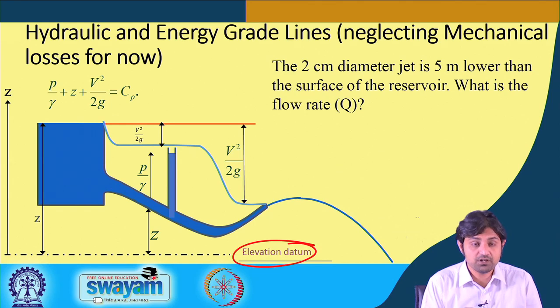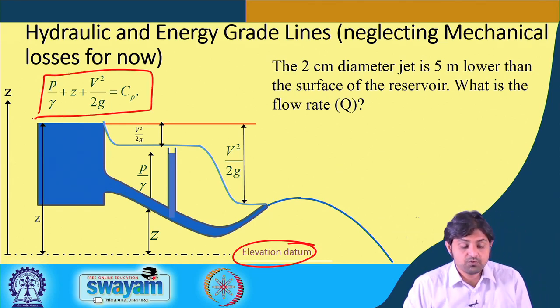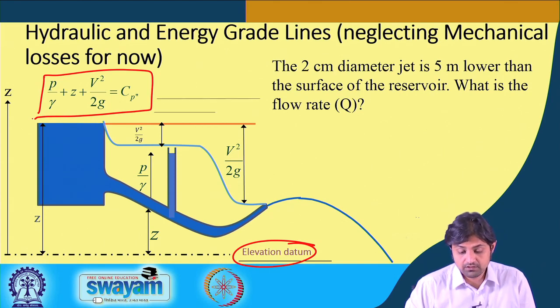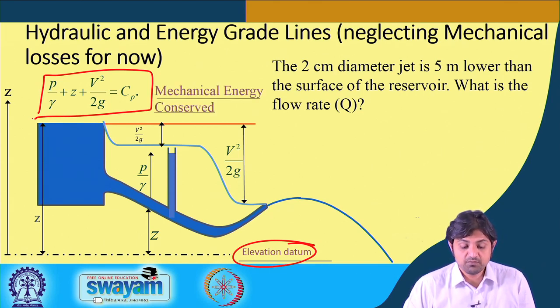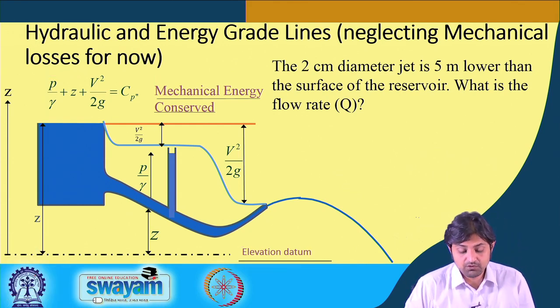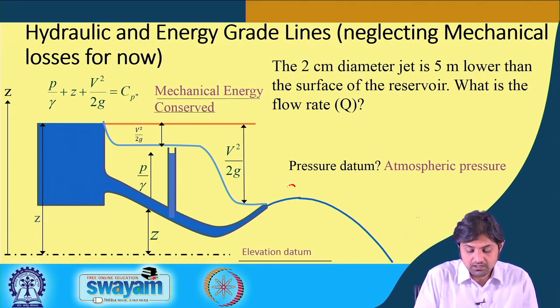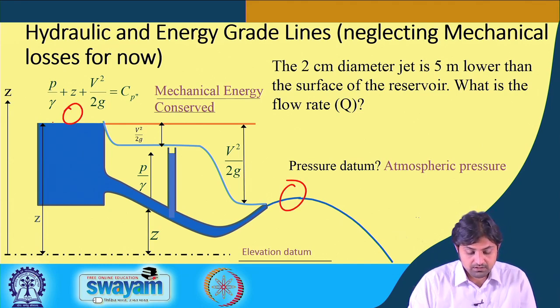So Bernoulli's equation is P by gamma plus Z plus V square by 2g is equal to constant. We have to conserve the mechanical energy, that is the energy conservation. To make it less cluttered, I will delete these annotations. So pressure datum is atmospheric pressure, very simple, because both here and here it is atmospheric.